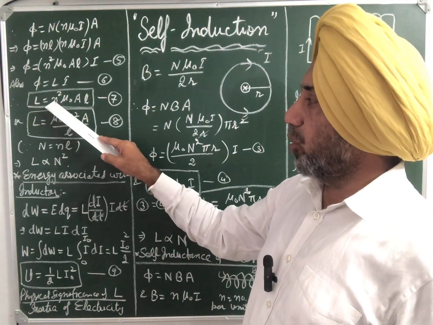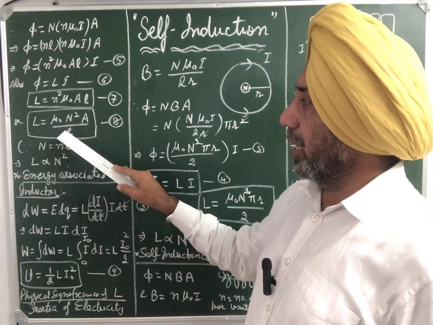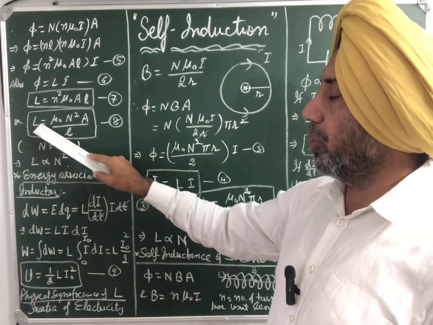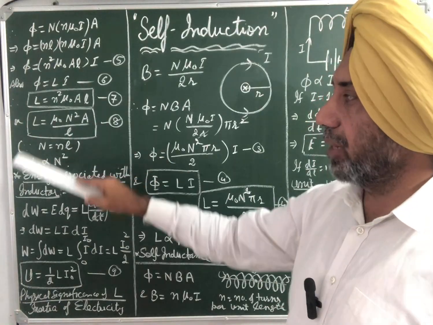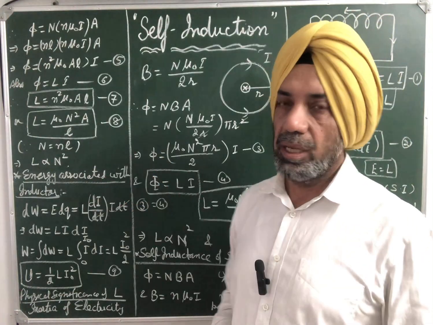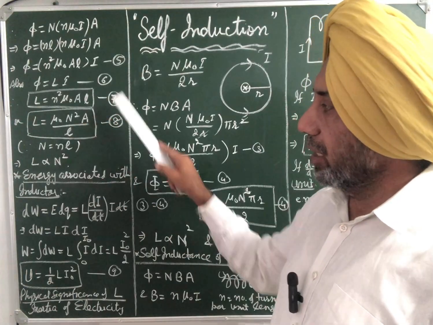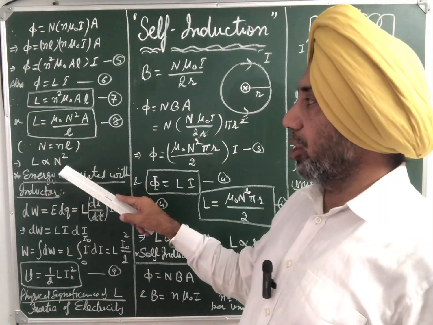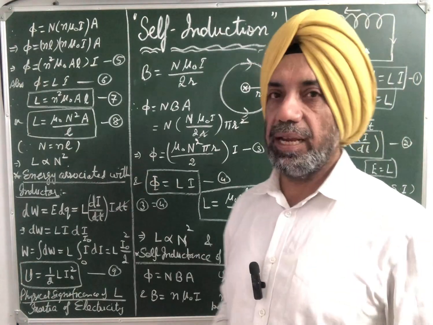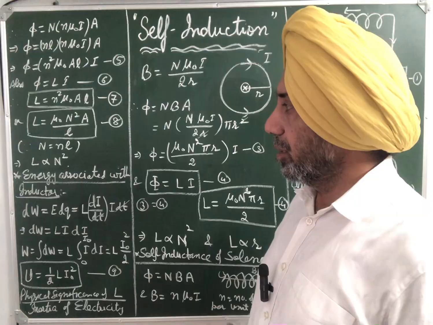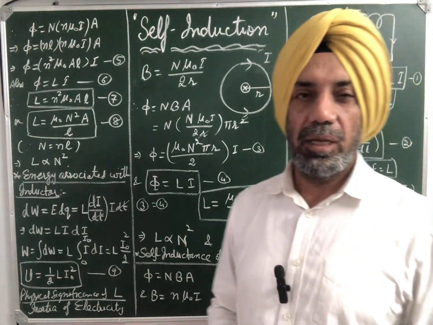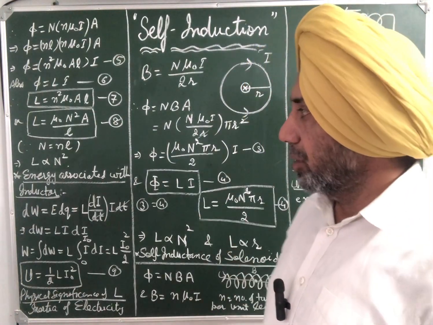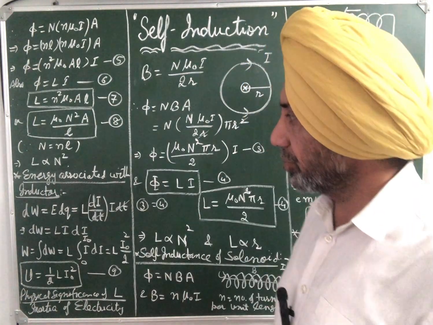If we change small n into capital N upon l, it will be capital N squared upon l squared. So one l will cancel, so it will be mu naught N squared A upon l. Which is the required expression for self-inductance in terms of total number of turns. So it is again clear that self-inductance is directly proportional to square of the number of turns of the solenoid for a given area of cross section and length of solenoid. So self-inductance depends upon number of turns mainly. So when the number of turns is doubled, self-inductance becomes 4 times.